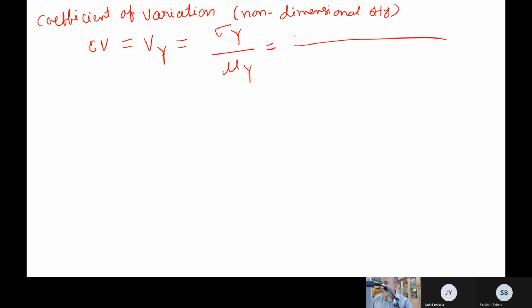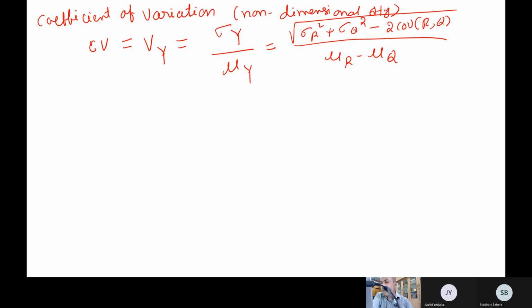Now in this problem, your numerator is the square root of sigma r squared plus sigma q squared minus 2 times the covariance of r and q, and the denominator will be mu r minus mu q. So this is our coefficient of variation also.